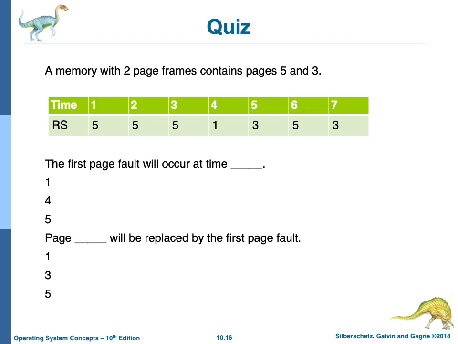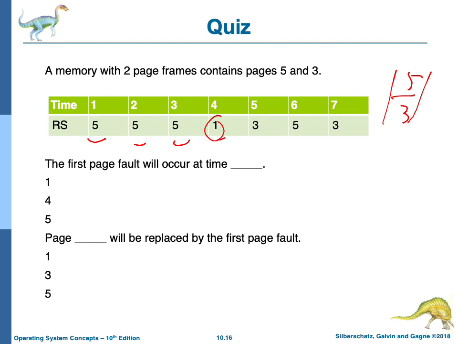And so if we have a memory that has just 2 page frames that already have pages 5 and 3, then the question is about when the first page fault will happen. So we have references to pages 5, 5, 5, which are already there in memory, and then the first page fault will happen when we reference page 1, which is not in memory.